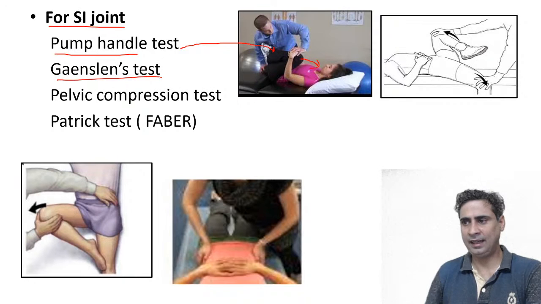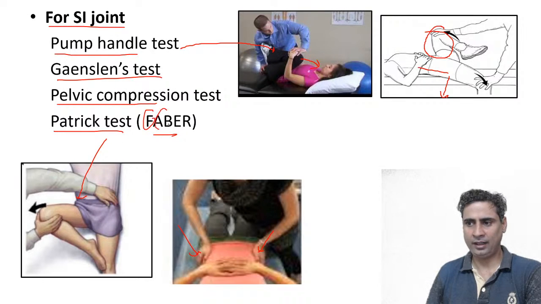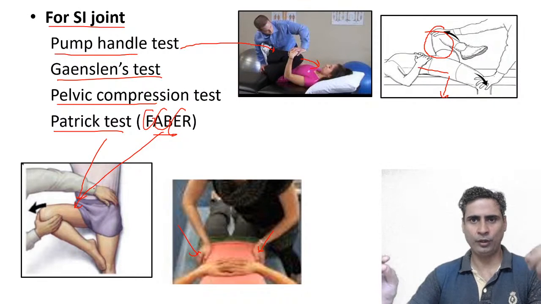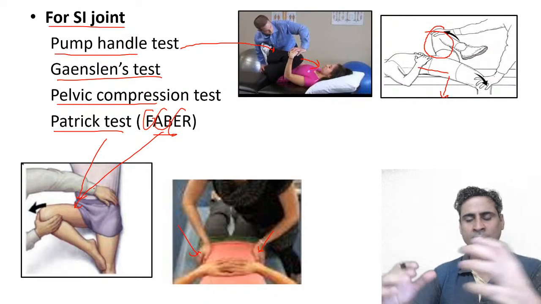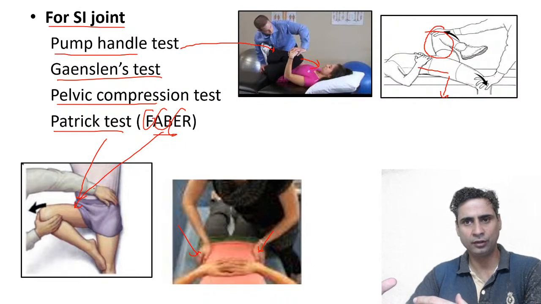Second is the Gaenslen test, where the patient is supine at the edge of the table. We fix the pelvis by flexing the opposite side of the hip, and then on the affected side we do extension. Pelvic compression test, we compress both anterior superior iliac spines towards each other. Patrick test or FABER test, where we do flexion, abduction, external rotation of the hip. In all these tests, we are putting stress on the sacroiliac joint. If a patient of ankylosing spondylitis is having sacroiliitis, there will be pain in the sacroiliac area.